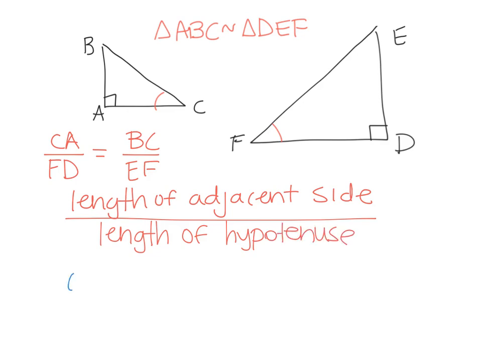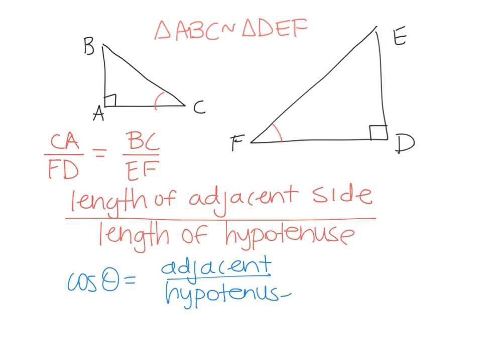So what we found out is that the cosine of the angle, again that's theta, like a 0 with a line in it, would be adjacent over hypotenuse. So sine was opposite over hypotenuse, and that's where we got SOH. So this is where we get CAH. SOHCAHTOA. Cosine is the adjacent over the hypotenuse.